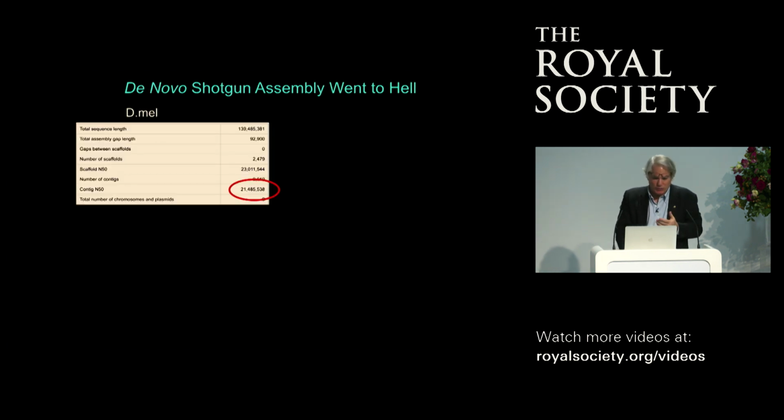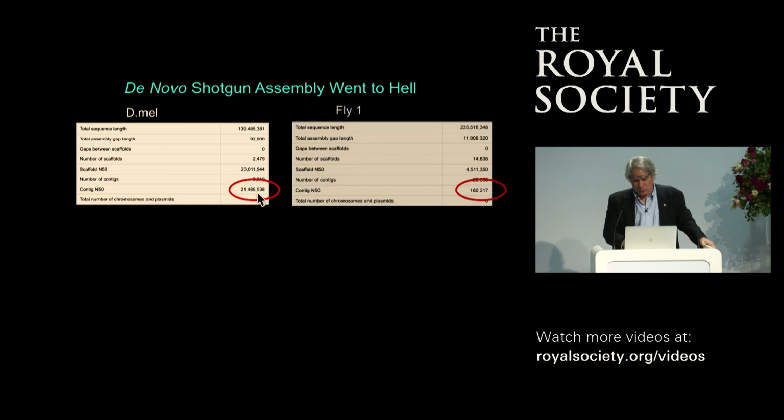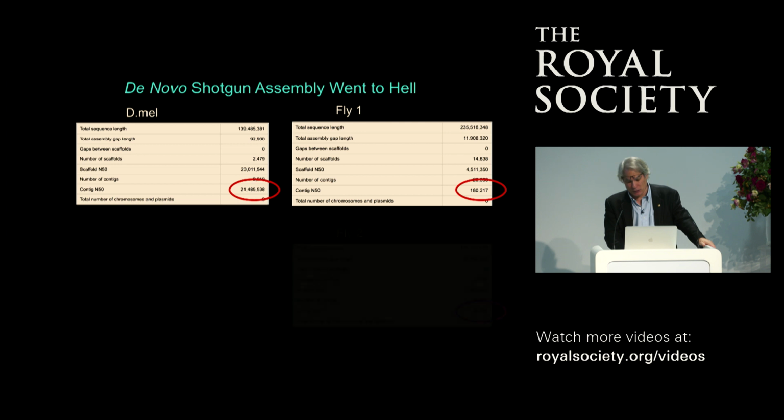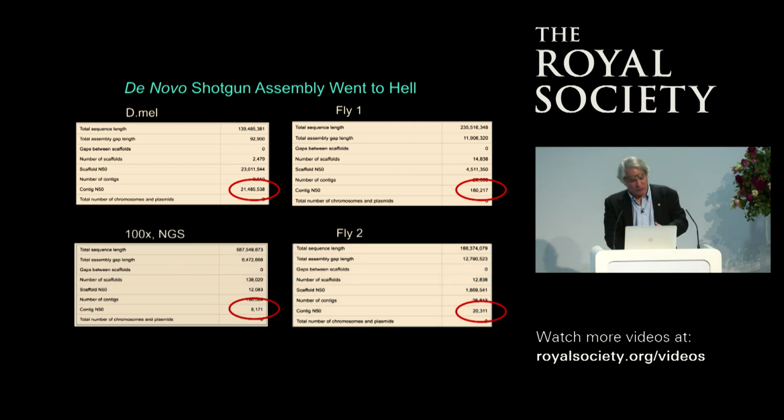But what I want to show you is that de novo shotgun assembly went to hell. It was really surprising to me because, for example, at Celera we did melanogaster, and the contig length was roughly, on average, 21 megabase pairs. Shortly after that, with a technology that actually produced more than 150 base pair reads, they got 180 KB contigs. And for two more recent fruit flies, at 100x of this next generation technology, contig size is 8,171 base pairs.